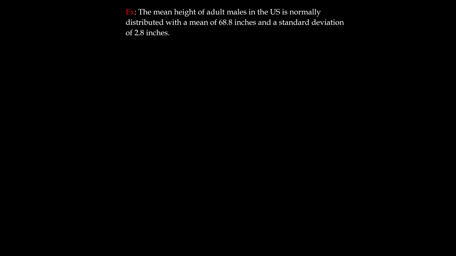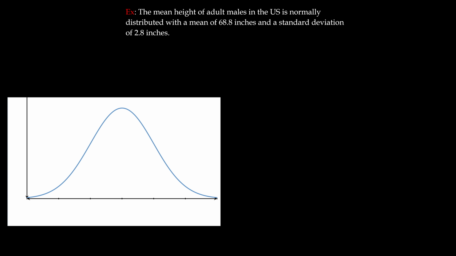Imagine you are given a data set of the height of men in the US and find that the data is distributed normally with a mean of 68.8 inches and a standard deviation of 2.8 inches. Remember what normal means. It means that our data is bell-shaped with the mean at the peak and partitioned by the standard deviation.